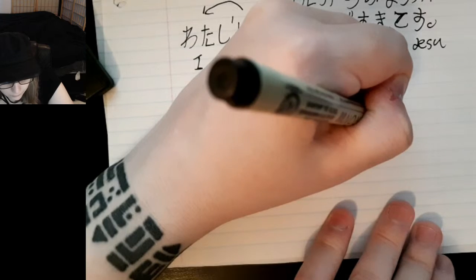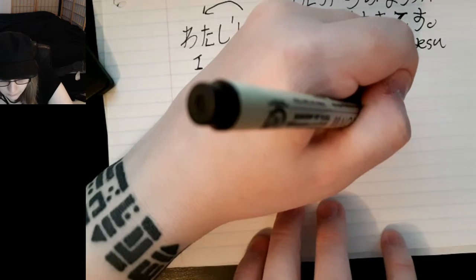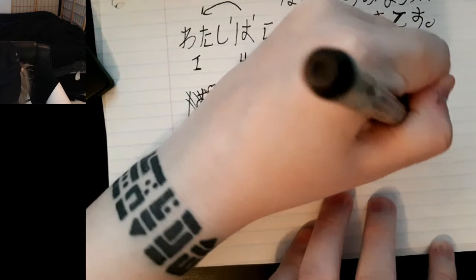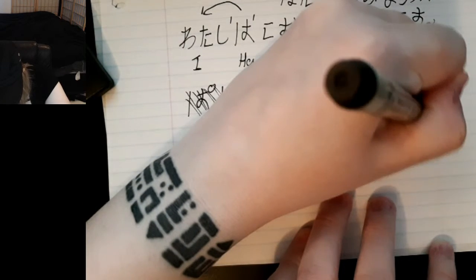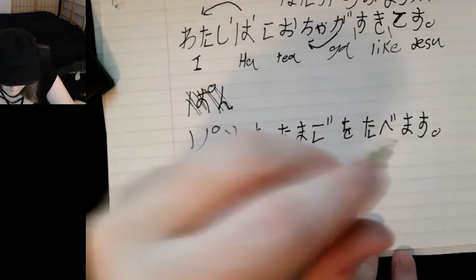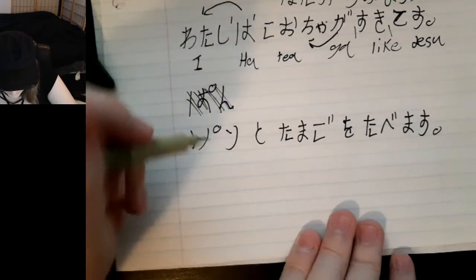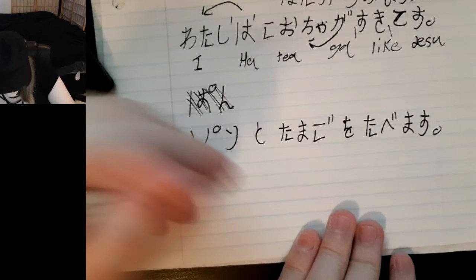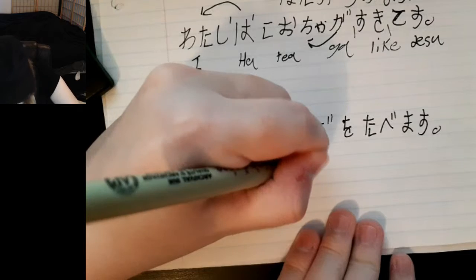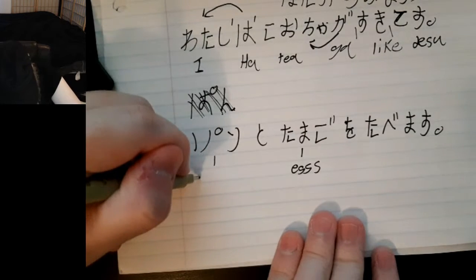Tabe. Sorry. Tabemasu. Pan to tamago o tabemasu, which means I ate pan and tamago. Tamago being eggs, and pan being bread.